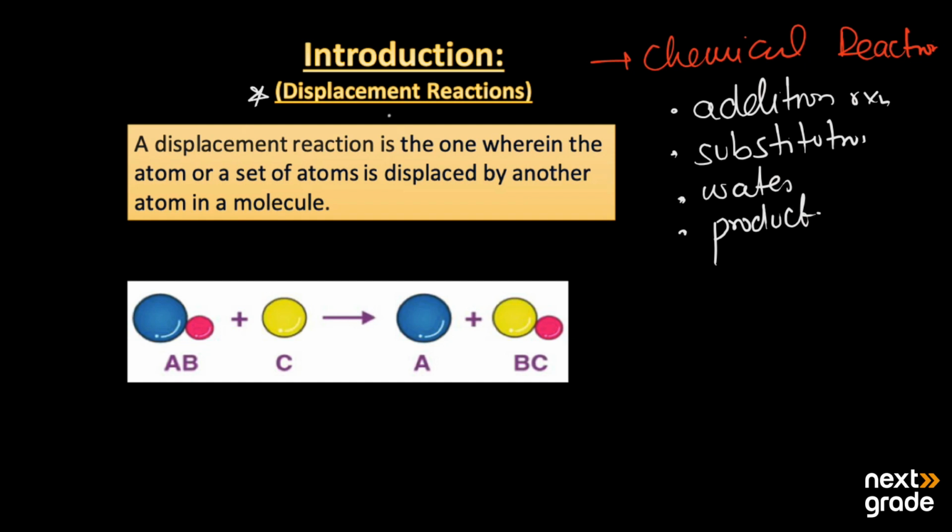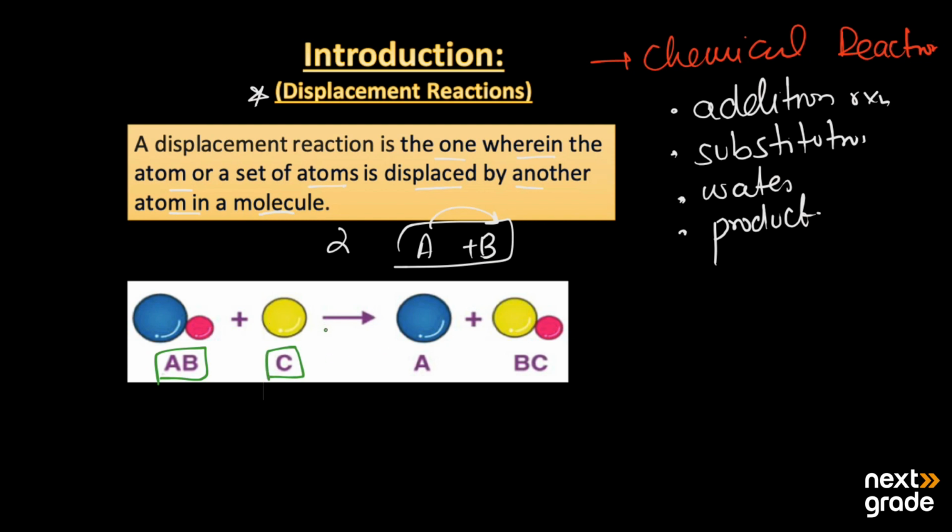It is the reaction in which an atom or a set of atoms is displaced by another atom in a molecule. For example, here we have two molecules, A and B. So one is going to replace the other, and this type of reaction is basically called a simple displacement reaction. In this picture you can see that we have a molecule consisting of A and B, and the third one is C.